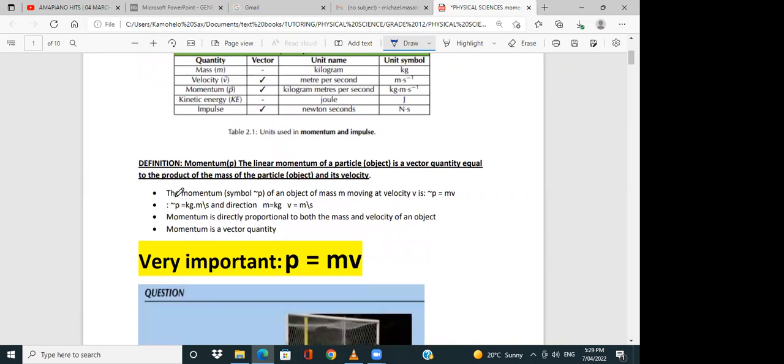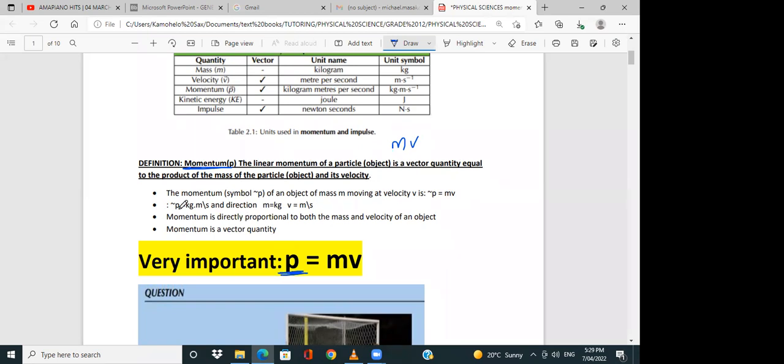Now, getting into the gist of it all, as you can see from the definition right there, the linear momentum of a particle is a vector quantity equal to the product of an object's mass and its velocity. Simply, it means that momentum is mass multiplied by the velocity of a moving object. And as you can see, momentum is designated by P.